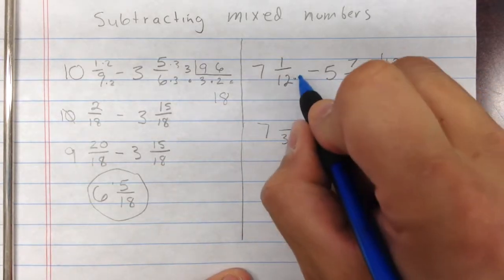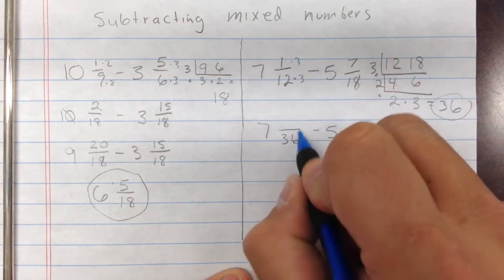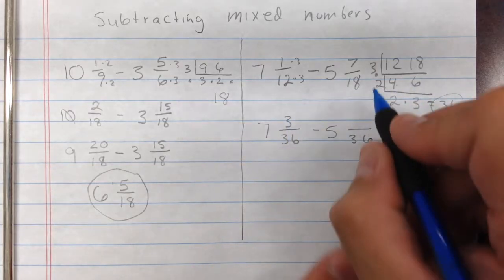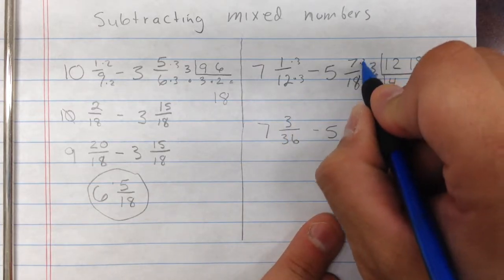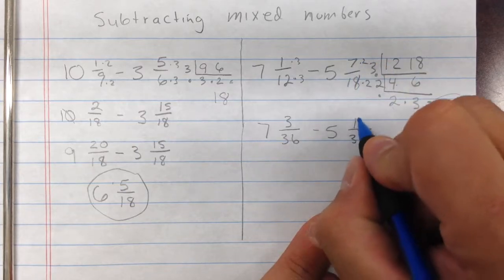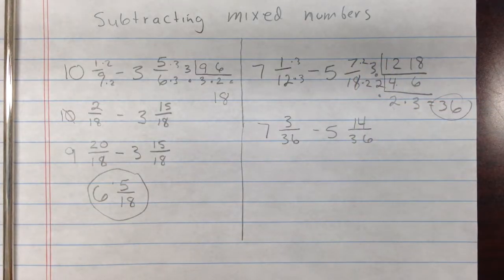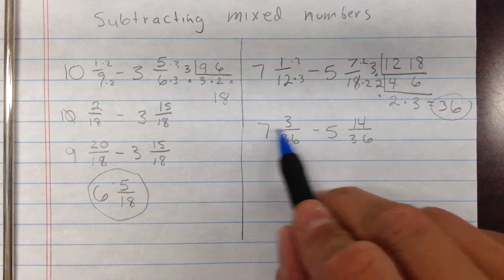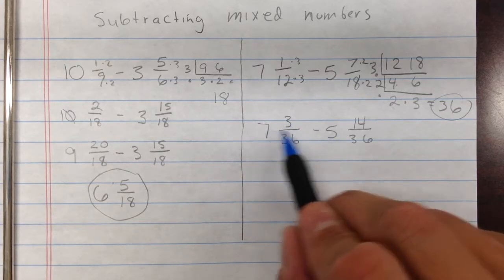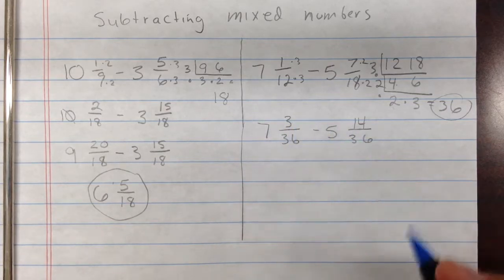So 12 times 3 is 36. So we multiply 1 times 3 to get 3. 18 times 2 is 36. 1 times 2... 7 times 2 is 14. So now that I've got equivalent fractions, I can go from here and subtract. 7 minus 5 is 2. Oops, but wait, 3 minus 14 is negative.